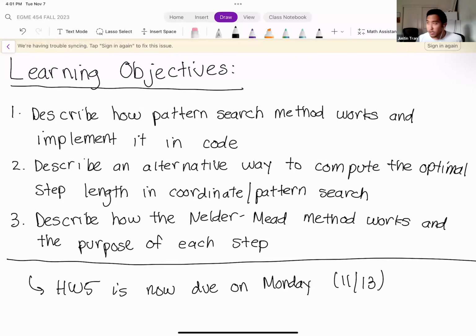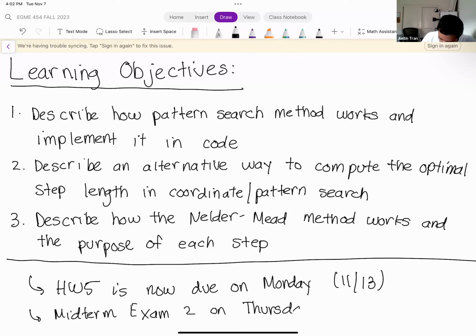Okay. Speaking of the midterm, our midterm exam is going to be next Thursday, which should be the 16th, I believe. Yeah, 11/16. I don't have the study guide ready just yet, so I'm going to work on it tomorrow morning and then post it on Canvas for you to see. I'll also send an email to show that to you as well.